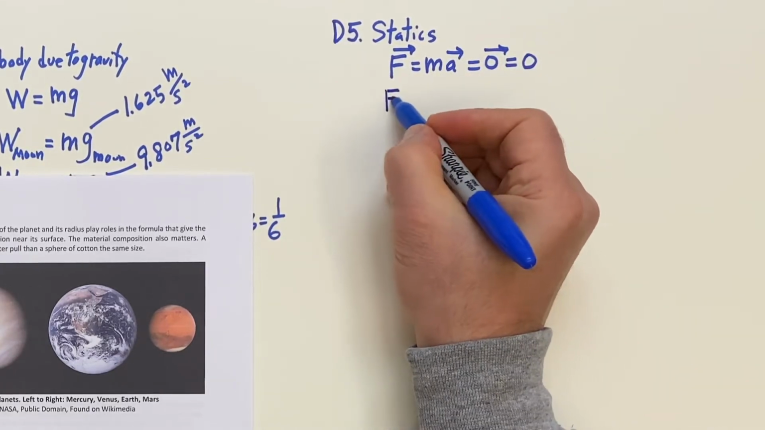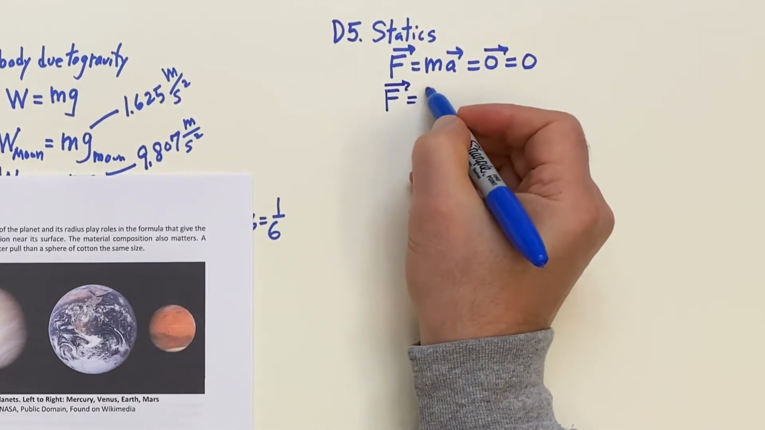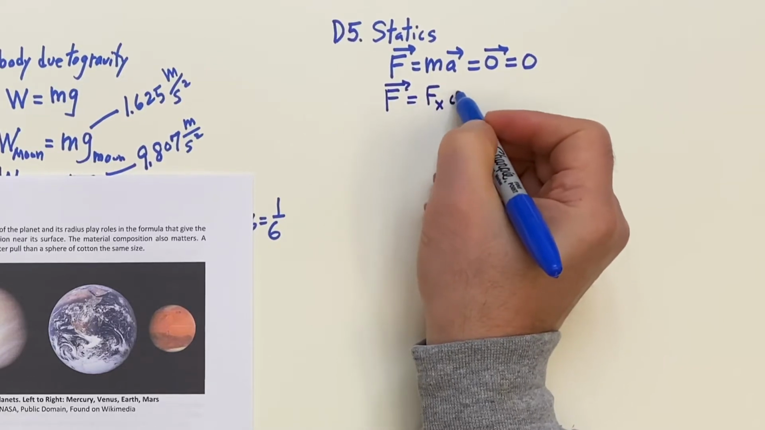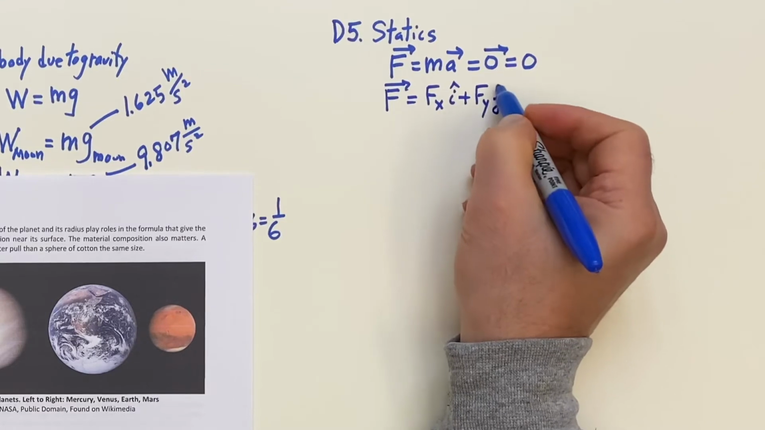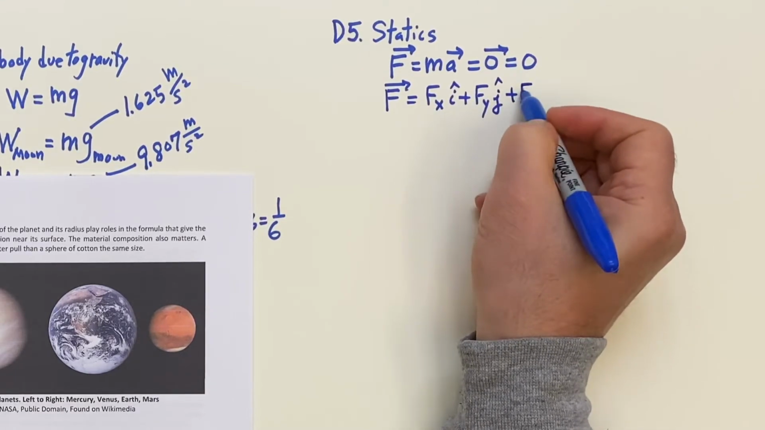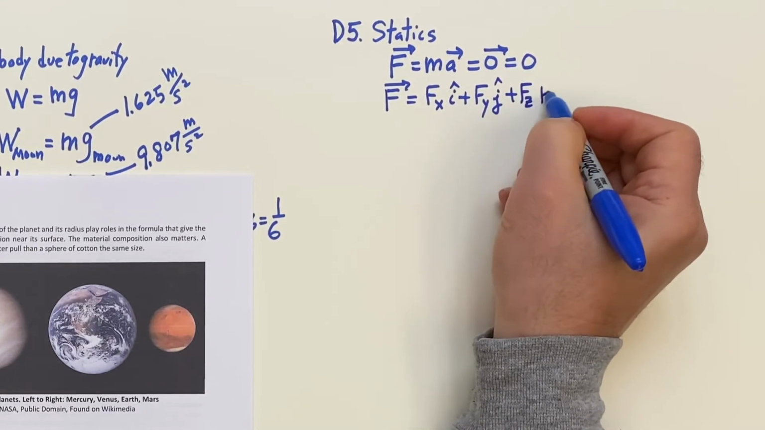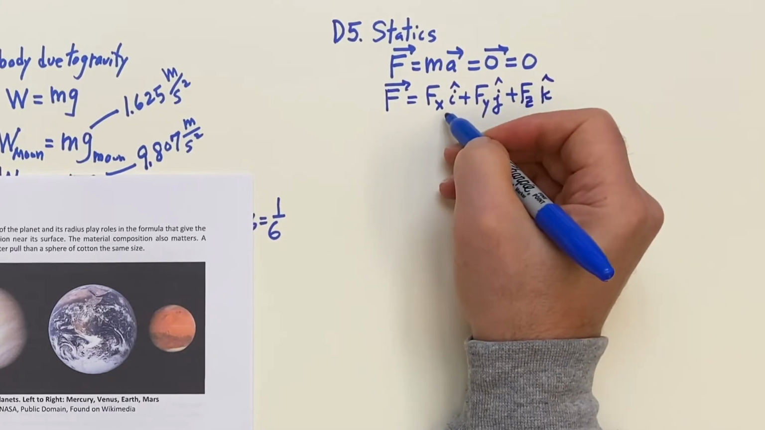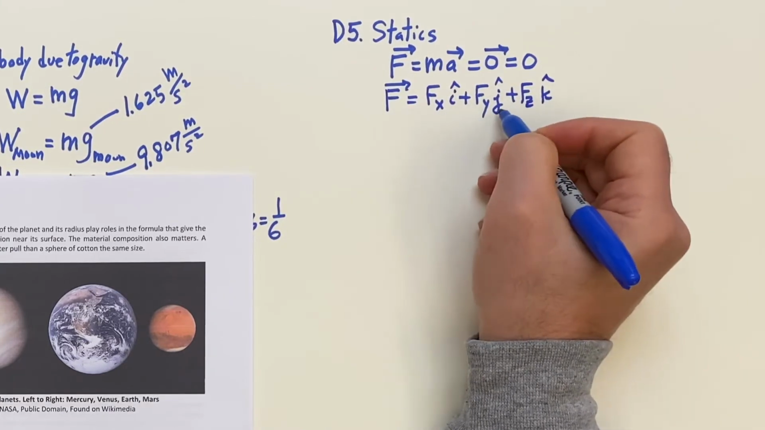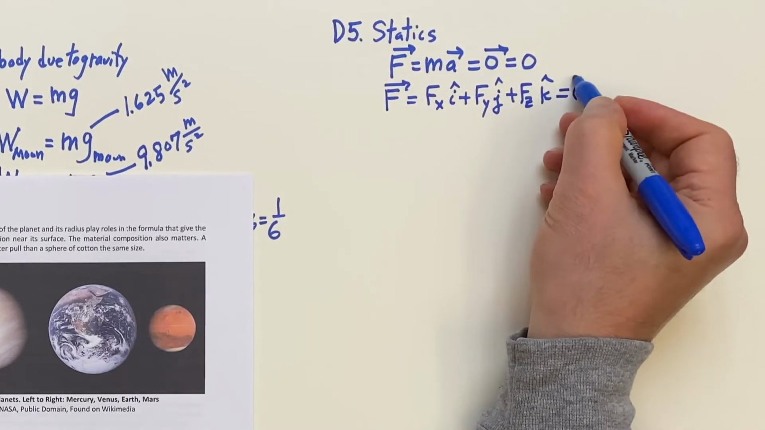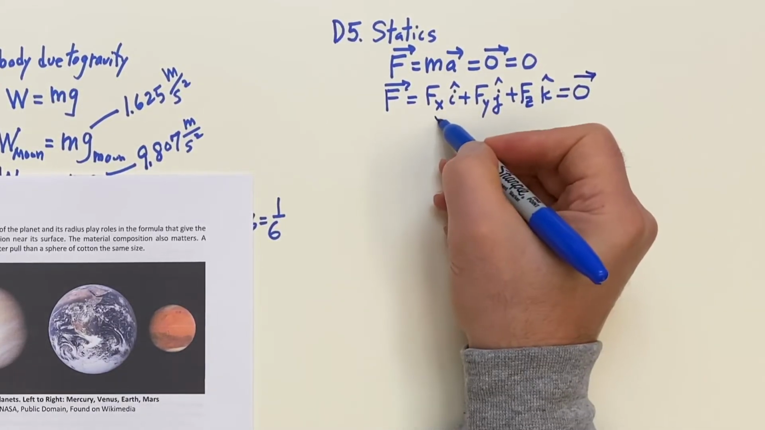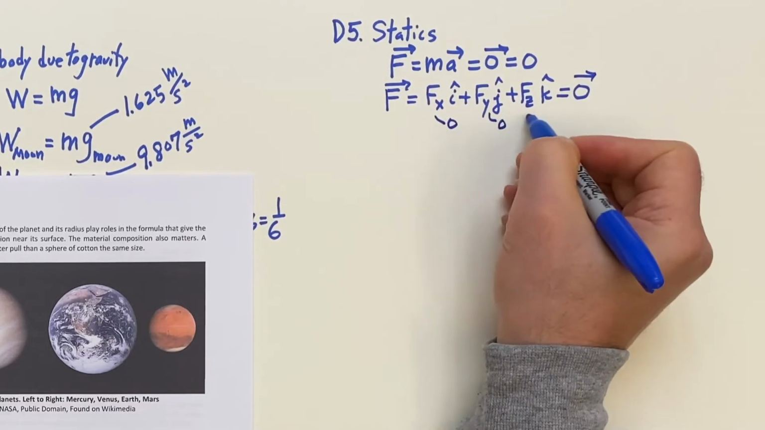Because remember, a force in 3 dimensions has an x component. We talked about this in an earlier chapter, a y component and a z component. And we used baby vectors, vectors in the various directions, i hat, j hat, k hat. So when that equals 0, that 0 really is a vector 0, where each of these would be 0.